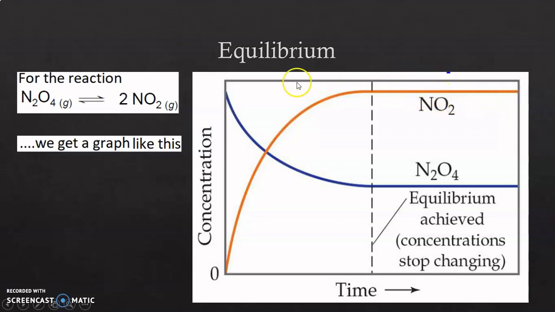Now, for the reactant, the concentration of the reactant starts off at a maximum and then it decreases up to a certain point whereby it also becomes constant. Now, the point whereby the concentration of the product and the concentration of the reactant are constant is known as the equilibrium point. So the fact that these two concentrations are now constant shows that equilibrium has been achieved.